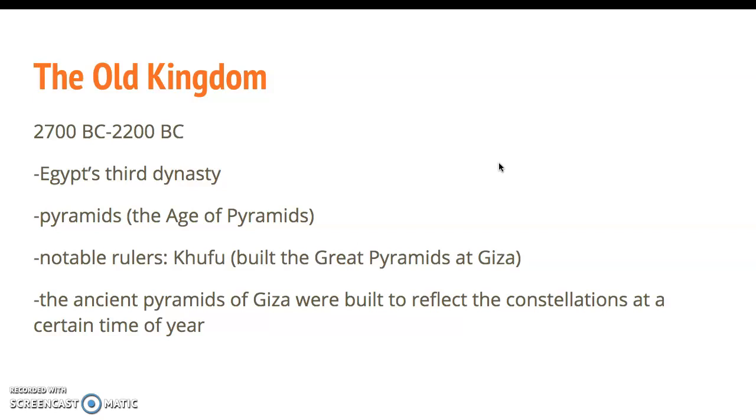A lot of the big pyramids that Egypt is still famous for, and monuments are going to be built during this time, like the Great Pyramids found at Giza, which are going to be built by the pharaoh Khufu. Ancient pyramids of Giza were built to reflect the constellations at a certain time of year. This is going to be used by other civilizations like the Mayans and Aztecs as well, and it's one of the weird connections between those two groups of people that never had any contact with each other.